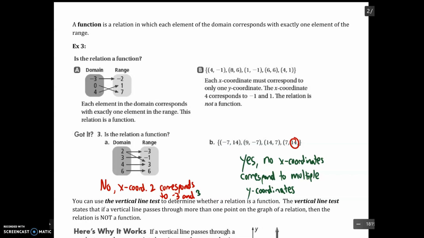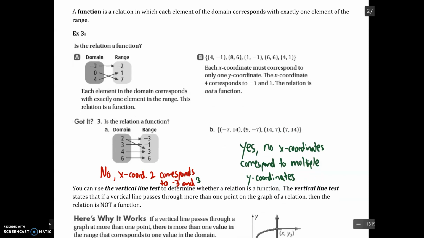Notice we do have a repeat y value, but that doesn't matter. I can repeat a value in the range, I just can't repeat that value for my domain. So if I had 14 as two separate x values, that would not be a function. 14 being used twice as a y value is fine for a function. Again, it doesn't matter that I use a 7 for a y and a 7 for an x either. As long as 7 wasn't used for an x coordinate twice, that's still going to be a function.